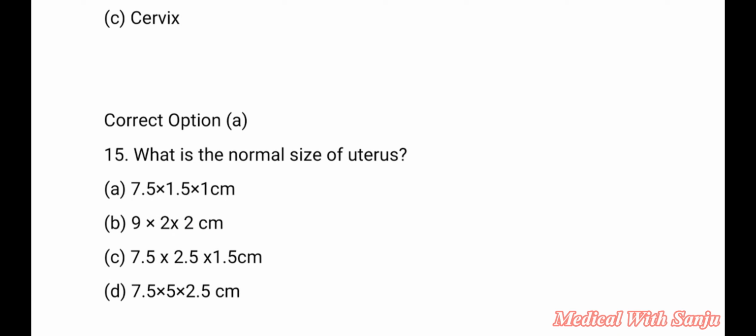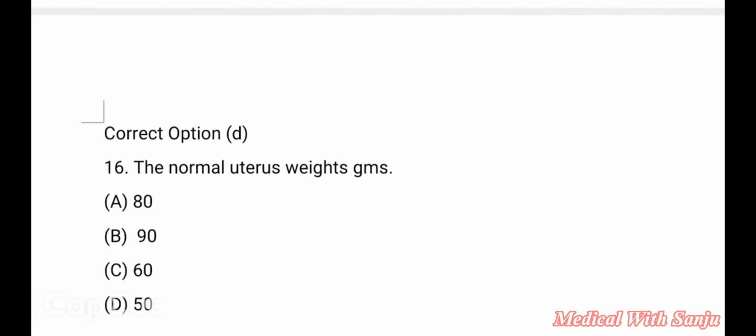Question number 15. What is the normal size of uterus? Option A, 7.5 into 1.5 into 1 centimeter. Option B, 9 into 2 into 2 centimeter. Option C, 7.5 into 2.5 into 1.5 centimeter. And option D, 7.5 into 5 into 2.5 centimeter. Normal size of the uterus is 7.5 into 5 into 2.5 centimeter. Option D is the right answer.